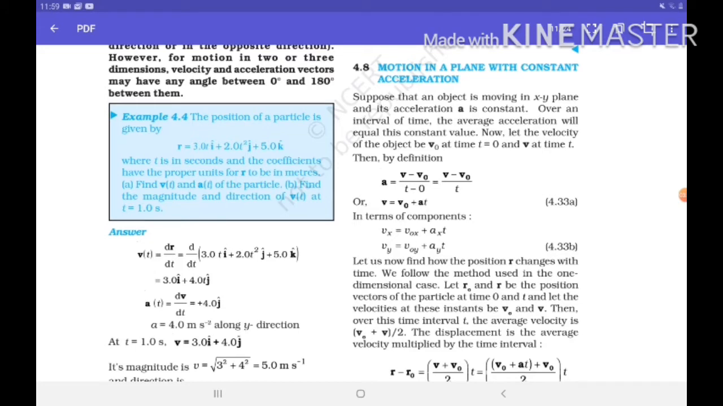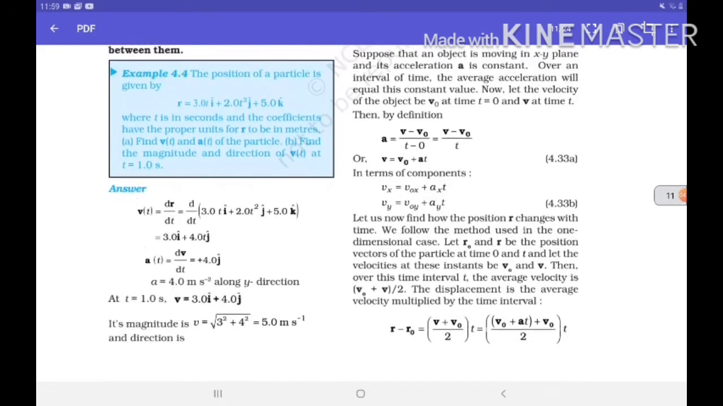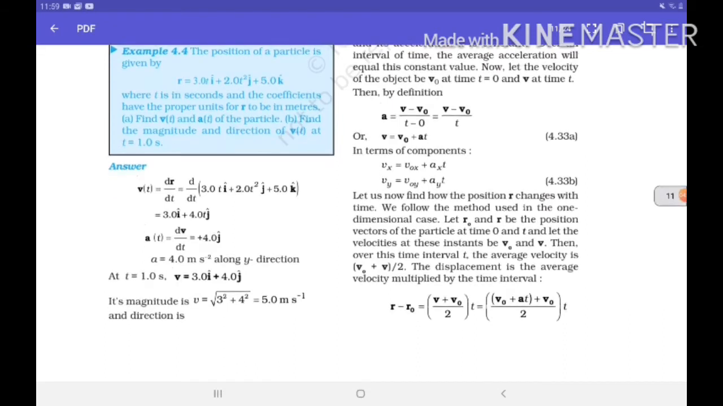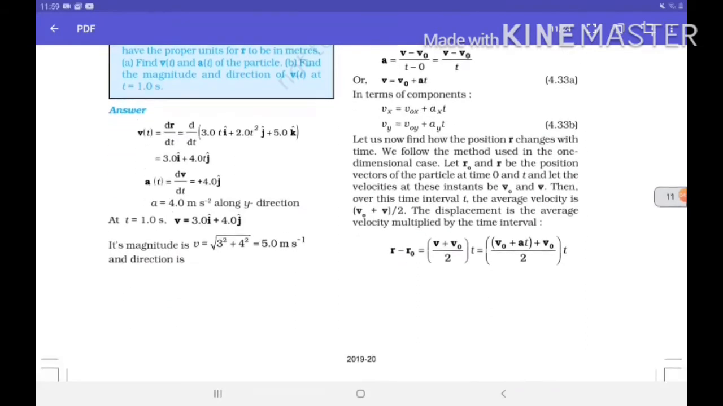Suppose that an object is moving in the xy plane and its acceleration a is constant over an interval of time. The average acceleration will equal this constant value. Now let the velocity of the object be v0 at time t equals 0. Then a equals (v minus v0) upon (t minus t0), that is v equals v0 plus at.